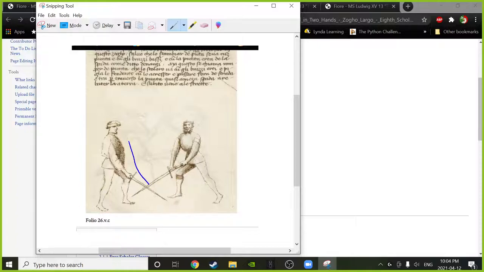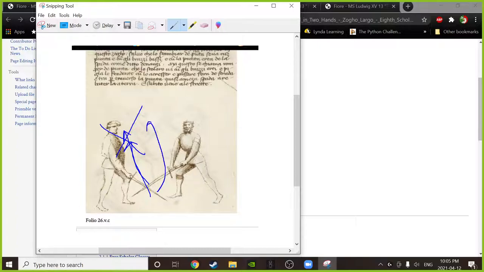So as my sword rises, his sword rises. And his sword rises in contact with my sword, because of course he needs to know where my sword is, because he needs to guide my sword away from his beard. So as I lift, he lifts. And that ends up with us crossed up here, right? Or, no, that's actually too high. That's way too high. We're more crossed like here, right?